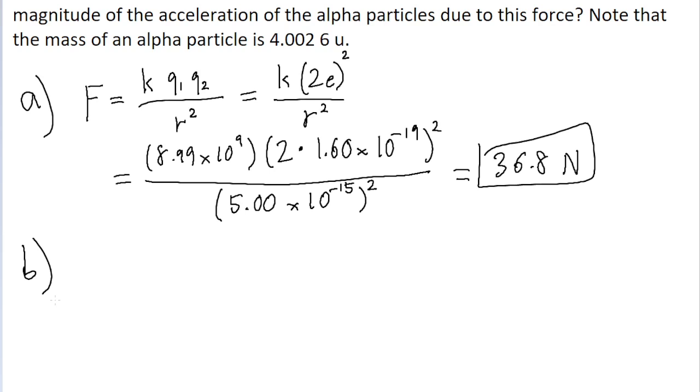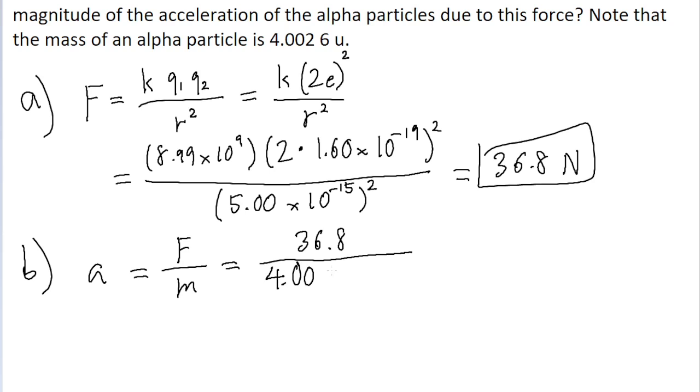Solving this part of the problem is a matter of applying Newton's second law. In other words, the acceleration experienced as a result of a particular force is equal to the magnitude of that force divided by the mass of the object experiencing that force. For us, the magnitude of that force is just our answer to part A, 36.8 newtons. And we divide this by the mass of the particle, which was given in the problem statement as 4.0026 daltons.